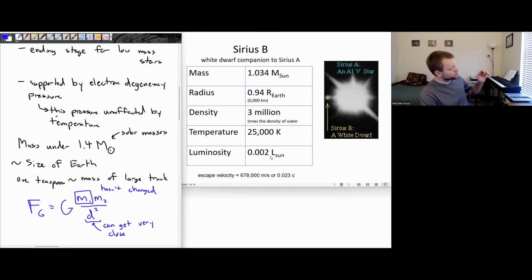So on that HR diagram, when we had luminosity and spectral type from O, B, A, F, G, K, M, so from high temperature to low temperature, those white dwarfs are in the bottom left part of that diagram. Low luminosity, but a very, very high surface temperature, and those two match up only because they have a very, very small size. And Sirius B's escape velocity would be about 2.3% the speed of light.